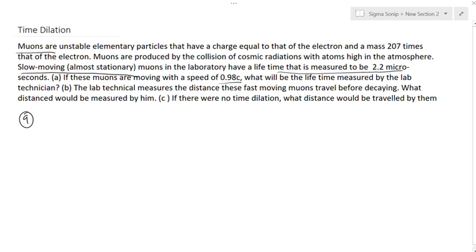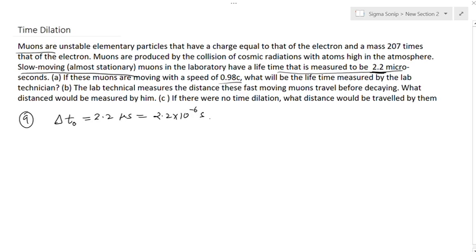The lifetime of these muons as measured in the rest frame is 2.2 microseconds. So this muon here is stationary and it is decaying, it is living for 2.2 microseconds. So proper lifetime is 2.2 microseconds, or you can write that as 2.2 times 10 to the power minus 6 seconds.